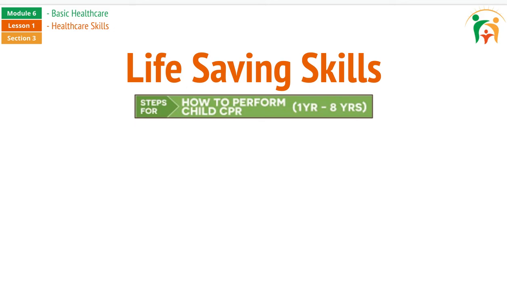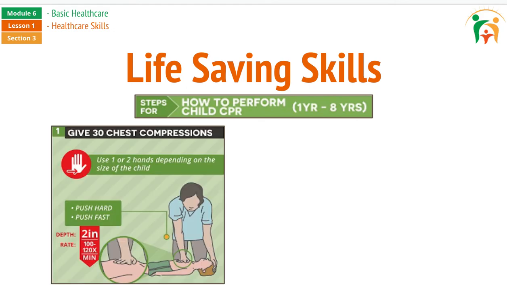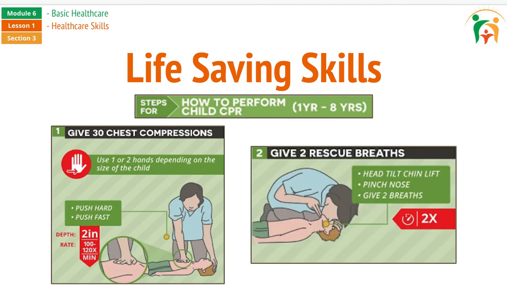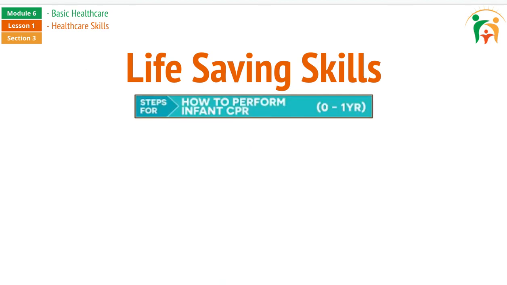How to perform child CPR, 1 to 8 years old. Give 30 chest compressions. Use 1 or 2 hands depending on the size of the child. Push hard, push fast. Give rescue breaths. Head tilt, chin lift, pinch the nose, give 2 breaths.